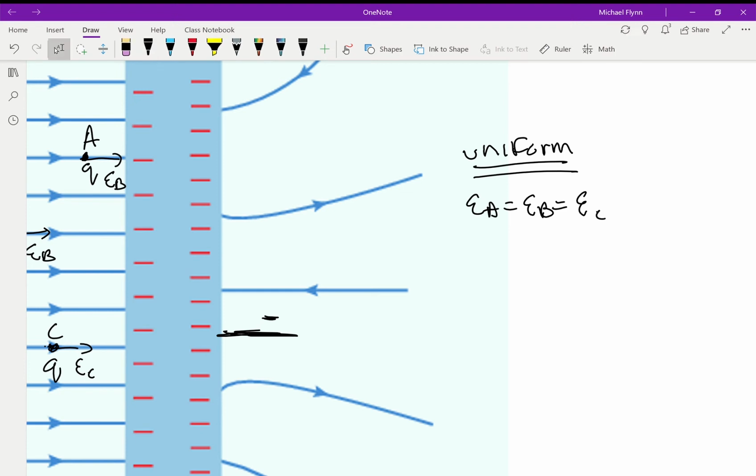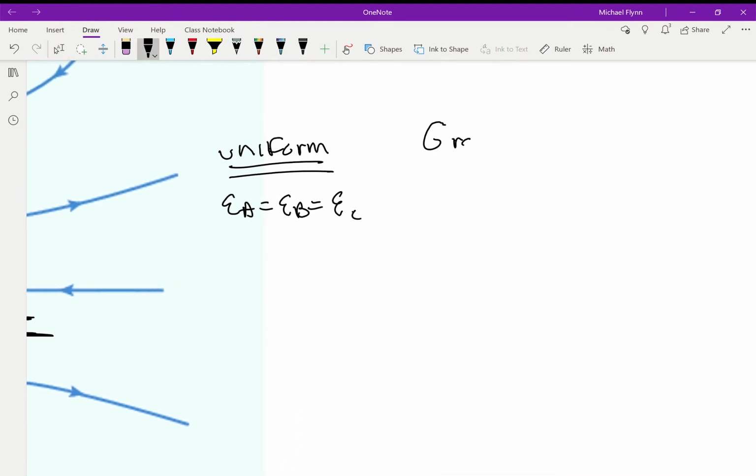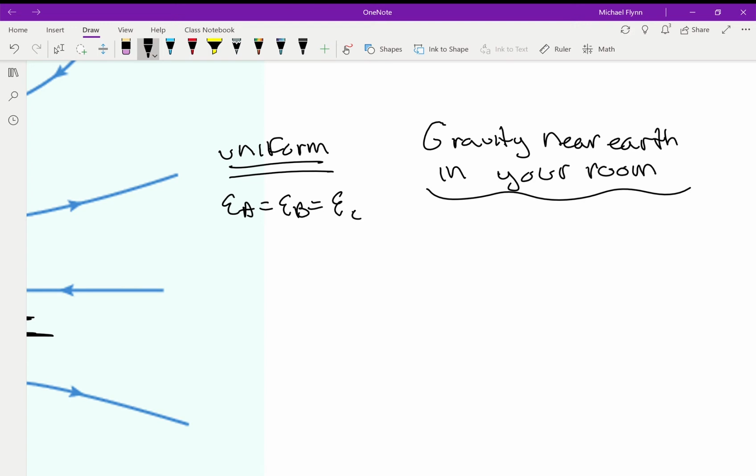Now, we're actually kind of used to uniform fields because, like here, picture gravity near Earth in your room. I was going to say in the classroom, but we're not in the classroom. So in the room you're sitting in right now. Now in your room you have the ceiling up here and you have the floor down here. And here's you right there, okay?